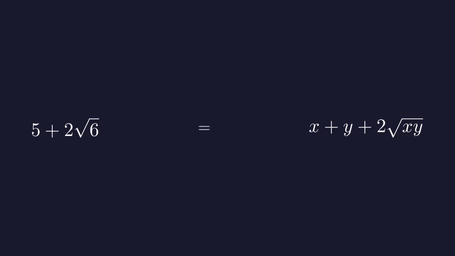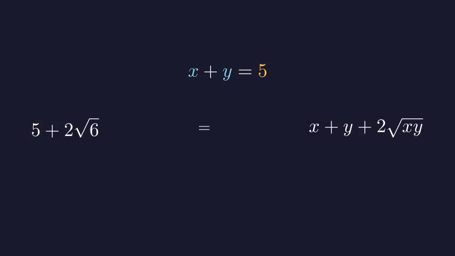We now have a beautiful comparison to make. We align the two sides of our equation. On the left, we have the integer 5. On the right, we have x plus y. This gives us our first clue. The two numbers we are looking for must sum up to 5.